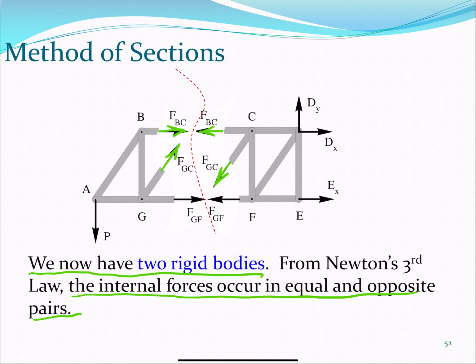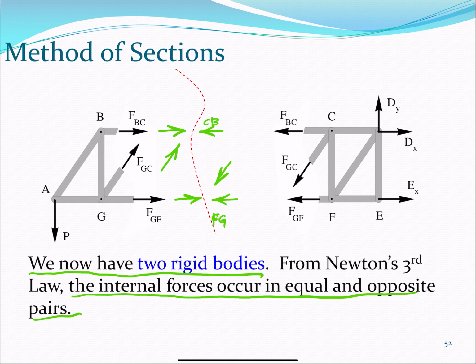This should be CB, right? It's exactly the same but opposite in sense as force BC. And force GF, this is FG, it's exactly the same in magnitude as force GF right here, right? So these are equal forces that happen at every half. So that's us cutting the forces, right?